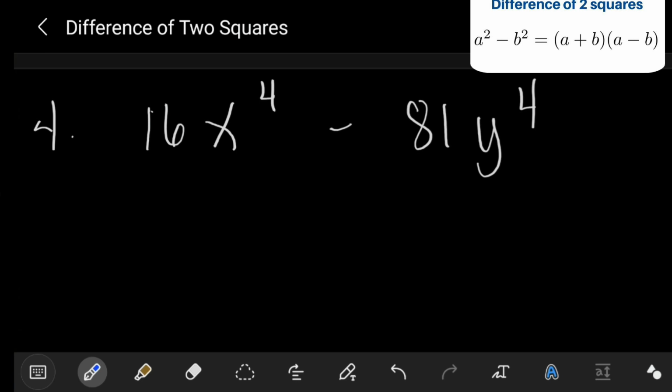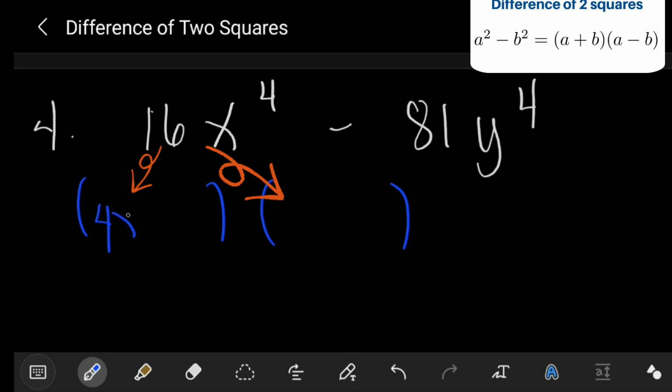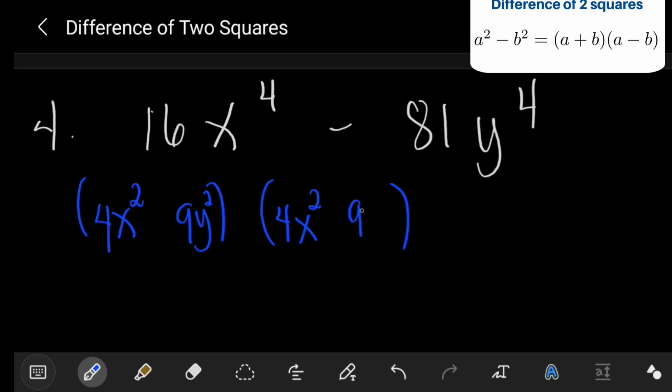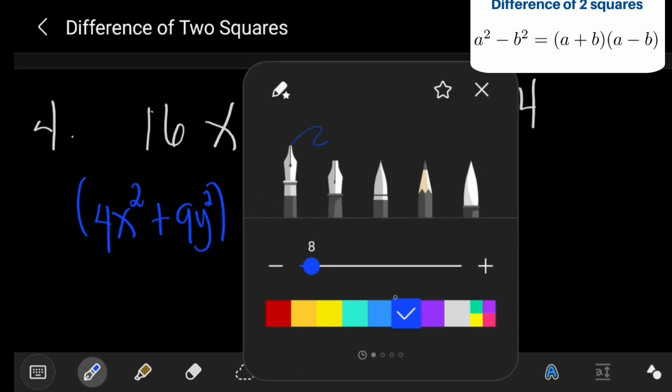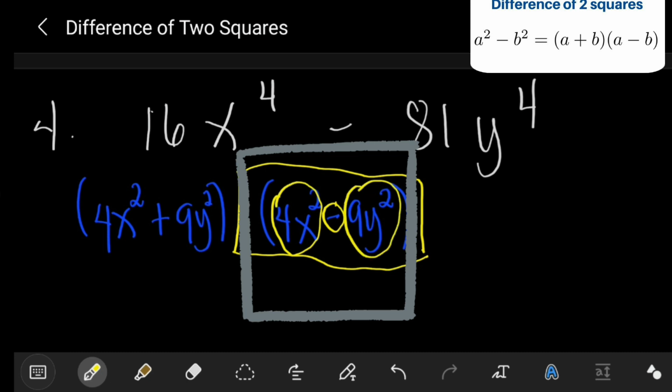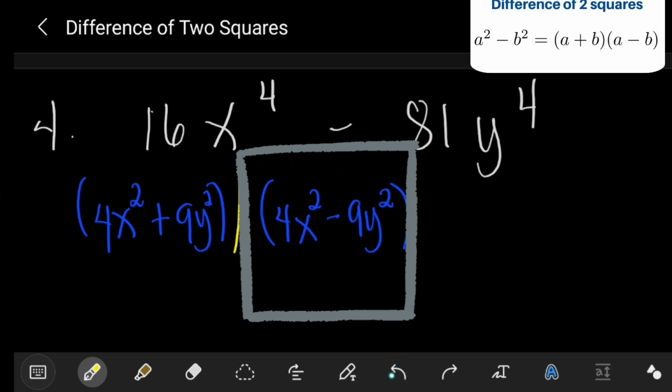Okay? And then, ito naman. Next. Siyempre, factorable din siya. Square root of 16 is 4. Square root of x raised to 4 is x squared, because x squared times x squared is x raised to 4. Square root of 81 is 9. Square root of y raised to 4 is y squared. So, ayan. Sa plus is a minus. Kaso, in this time, class, mapapansin natin na itong isa is still difference of two squares. Bakit? Kasi may minus sign pa. Tapos, perfect square yung first term, and then, perfect square din yung second term. So, kapag ganun, pwede pa natin siyang i-factor out.